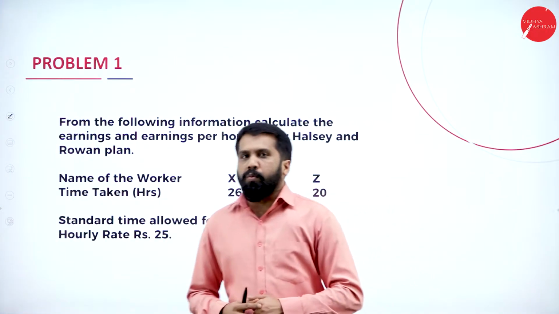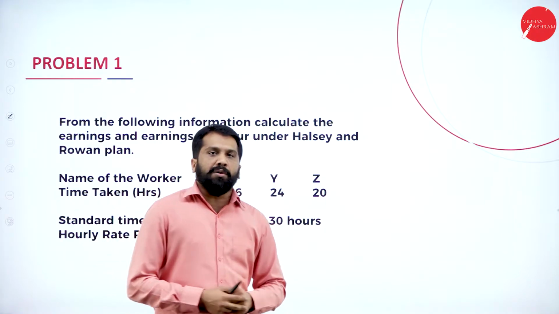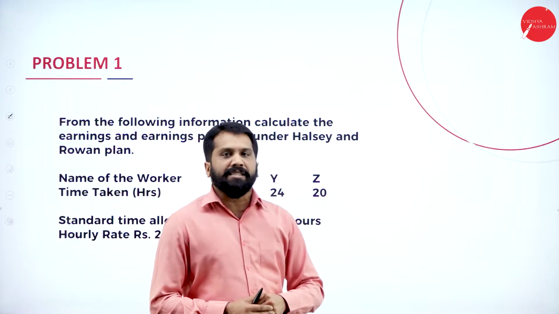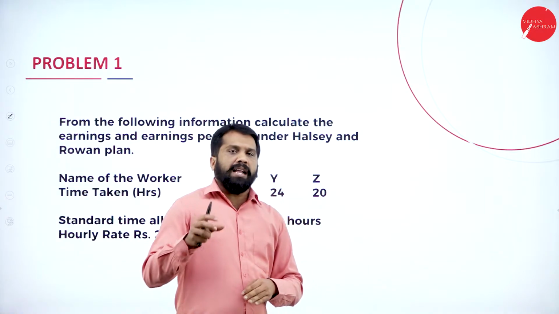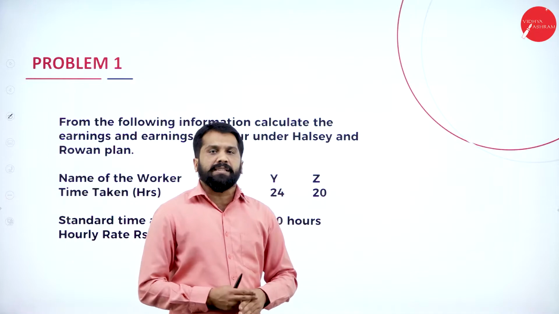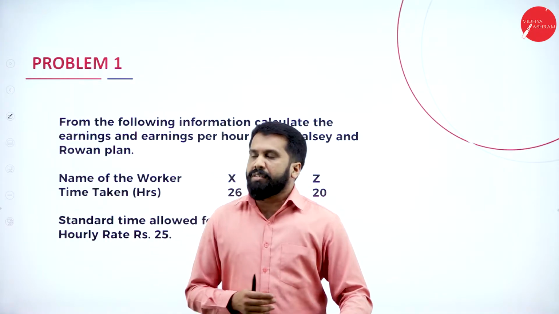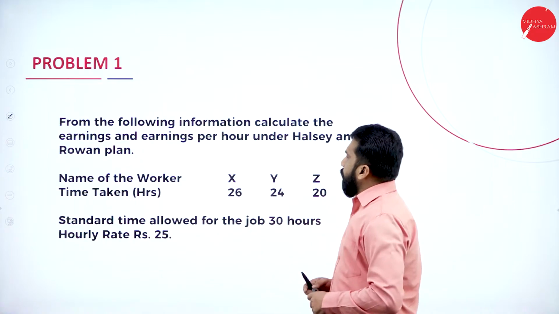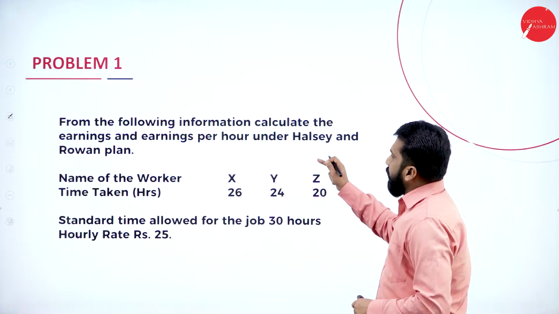Problem number 1. Directly we will go to problem number 1. In this we will understand how to do Halsey plan as well as Rowan plan. The first problem we will go slow. I'll go in depth. From the second problem onwards, we'll go a little faster. Now, from the following information, calculate earning and earnings per hour.